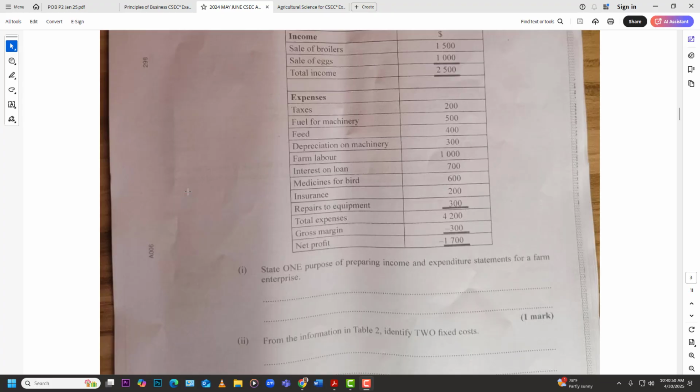Because remember, your income is what you get in and your expenditure is what you spend. And so for a farm to be successful, your income must be greater than your expenditure. Your income must be more than your expenditure or you're making a loss, right? So you need that.